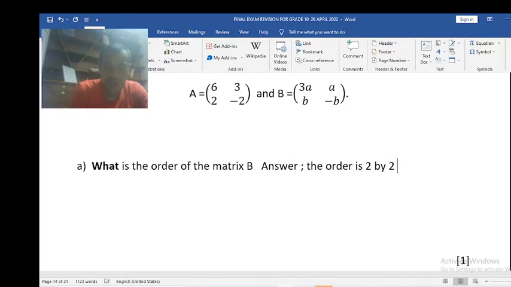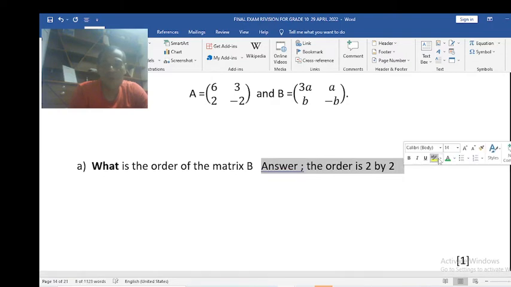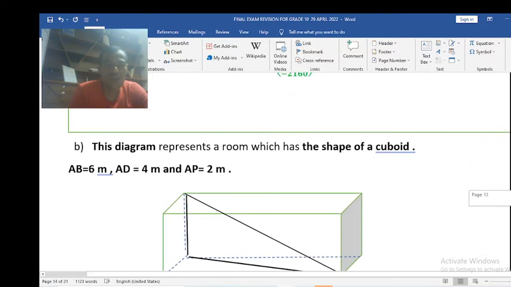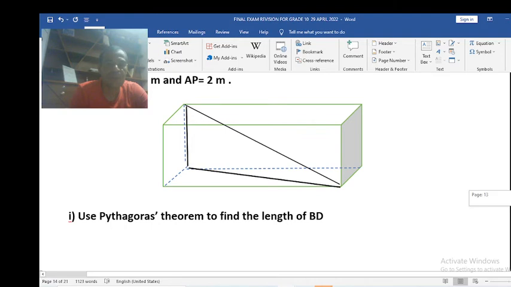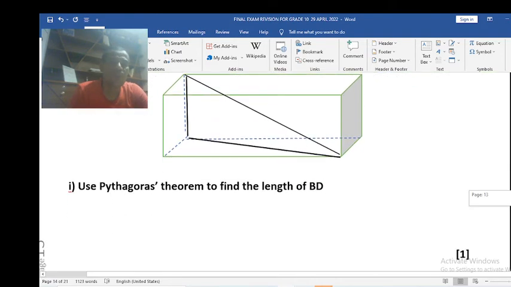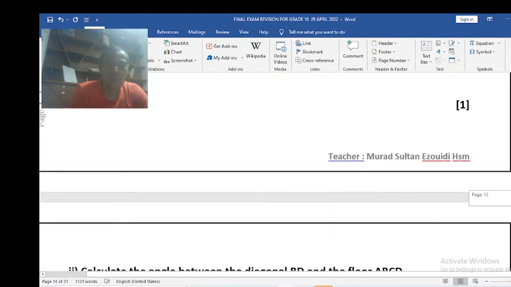Why? Simply because we have the number of rows multiplied by the number of columns. The next question, learners, we did it in the classroom. Clear? We did this in the classroom, so you can check your notebooks.